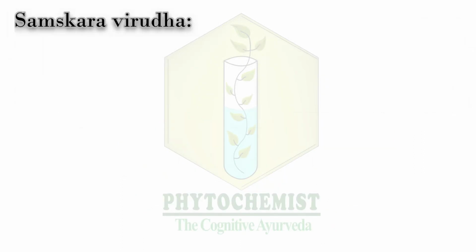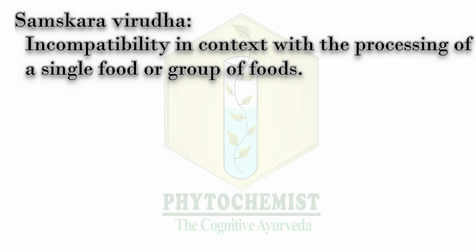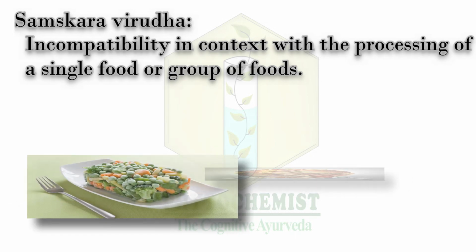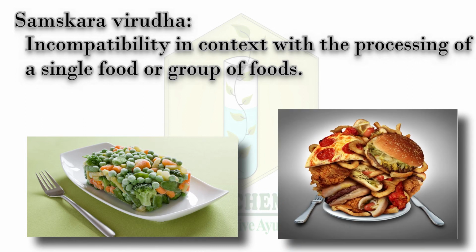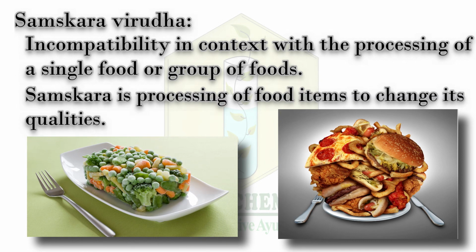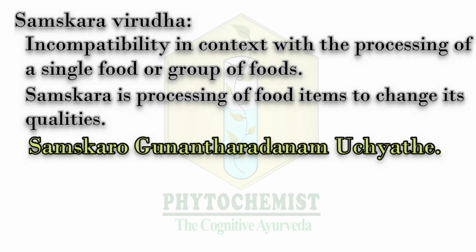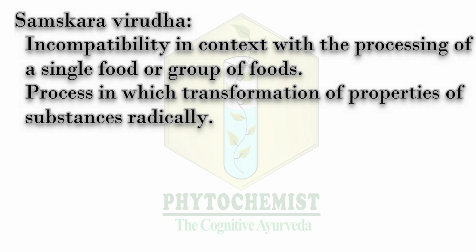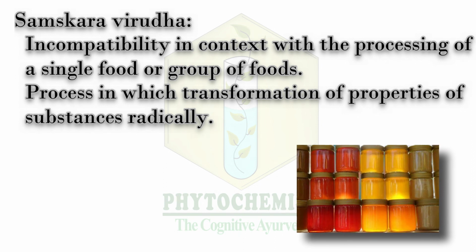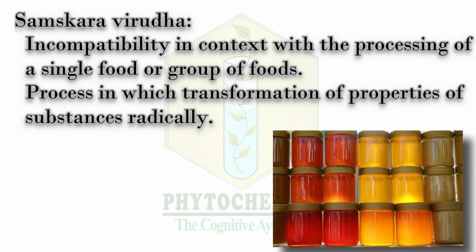The seventh one is Samskara Viruddha. Samskara Viruddha can be understood as the incompatibility in context with the processing of a single food or a group of food items. Samskara is the processing of food items to change its qualities. Samskaro Gunantaradhanam Uchyate, the process in which properties of substances are radically transformed. This transformation is effected by dilution, application of heat, clarification, emulsification, storing, maturing, flavoring, etc.